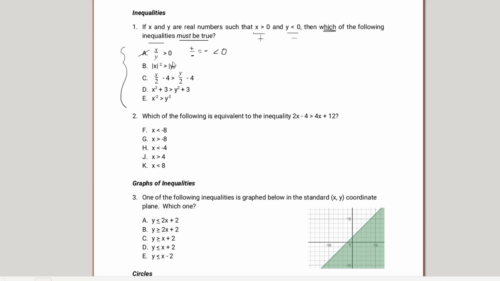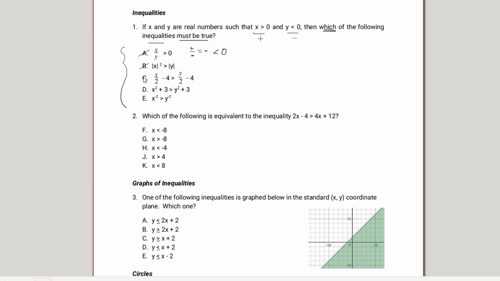x could be greater than y, and then when we square it, it would be greater. But x could be less than y, and when you square it, we still don't know. So we can't say for sure. So B will not necessarily always be true because we can find a case where it would not be. Now let's take a look at C.